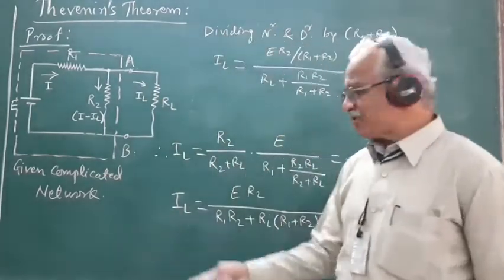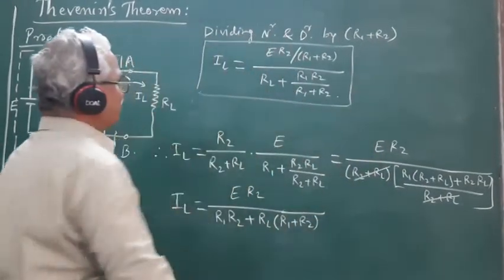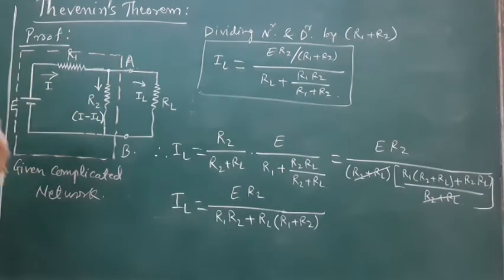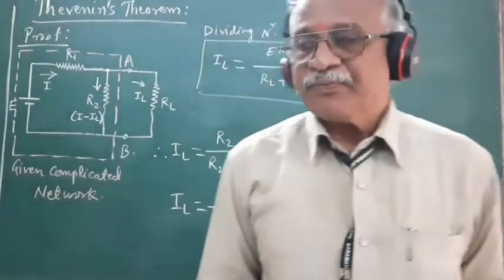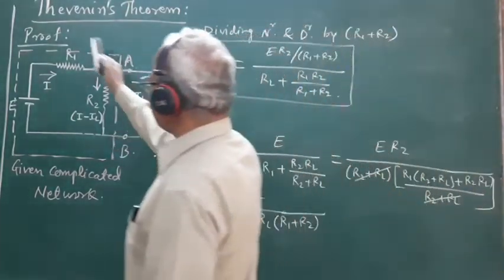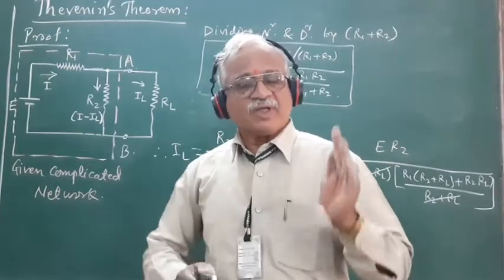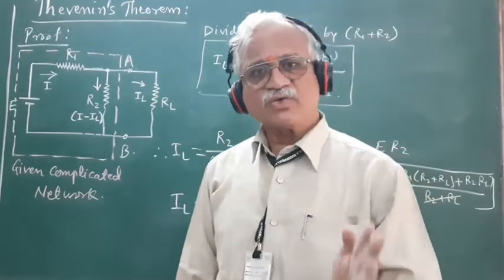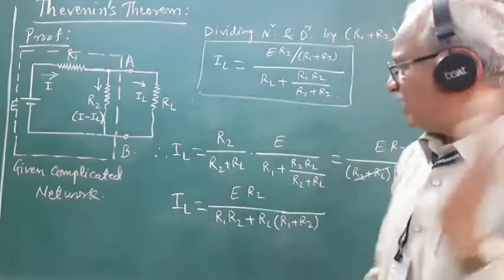So this is the expression for the load current IL going through this load resistance RL, where there is a given complicated network connected to the left of the terminals A and B. Now we want to obtain the expression for the current flowing through this load resistance when this complicated network is replaced by an equivalent circuit consisting of a constant voltage source called Thevenin voltage source or equivalent voltage source in series with an equivalent resistance called Thevenin resistance.